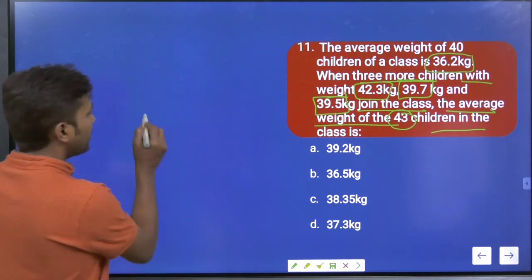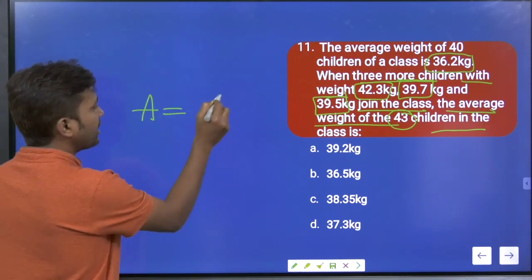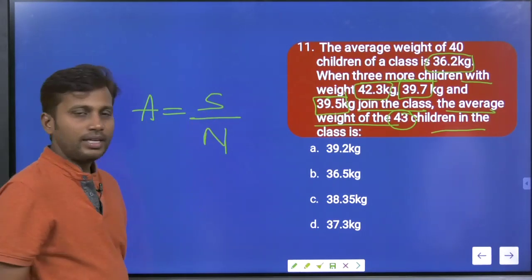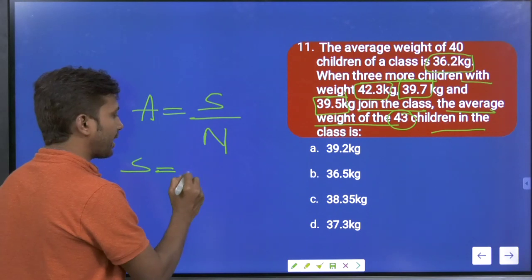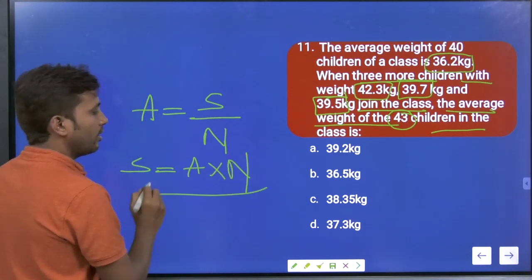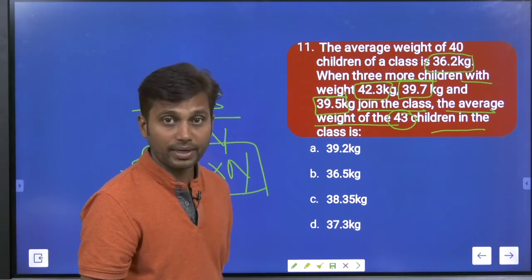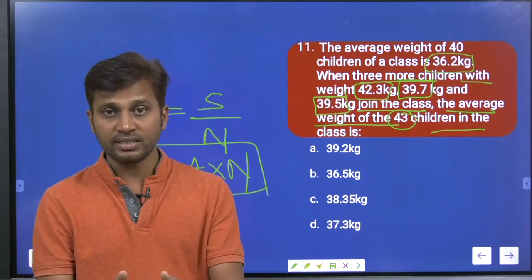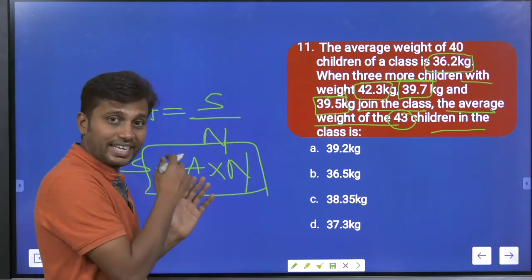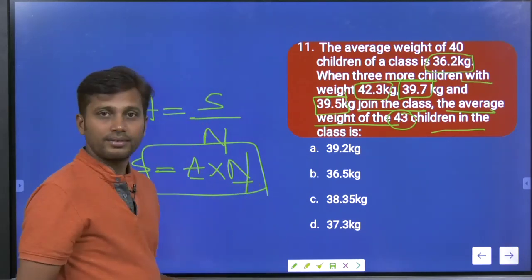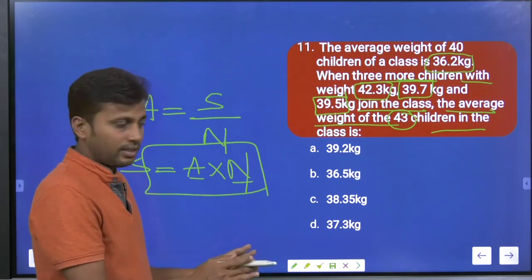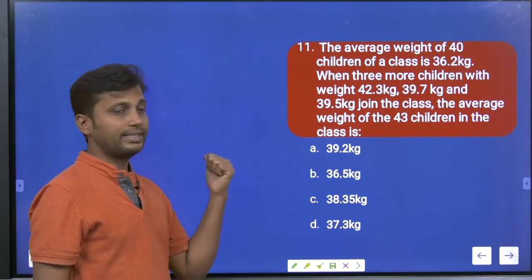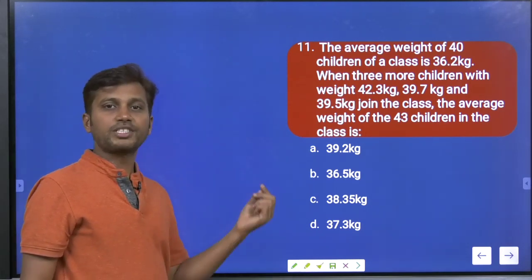What is that basic? Tell me, guys, what is average? Average equals the sum of the observations by the number of observations, which means average equals sum by number. So from that, what can we find? Sum equals what? Average into number. Once again, if you want to find the sum of the observations or the sum of the quantities, you need to take the product of average and number of observations. Clear? Now let us solve this question, because this is the basic for solving it. I just gave the recap of this small basic.